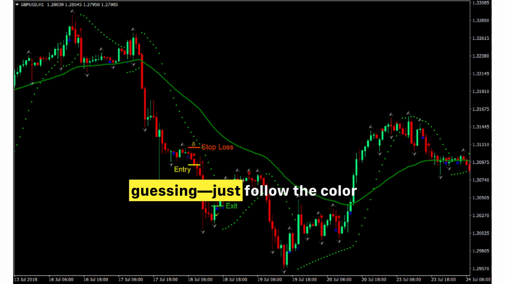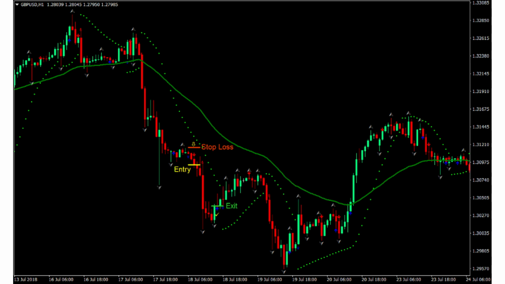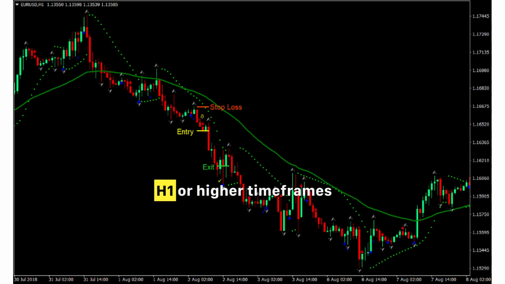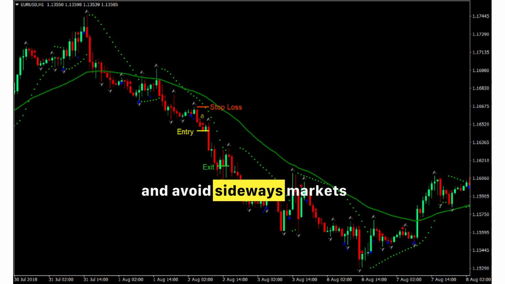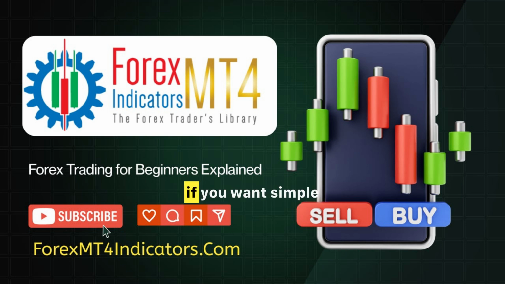No guessing, just follow the color and direction. Trade this strategy on H1 or higher time frames and avoid sideways markets to improve accuracy. This strategy is perfect if you want simple rules and consistent trends.